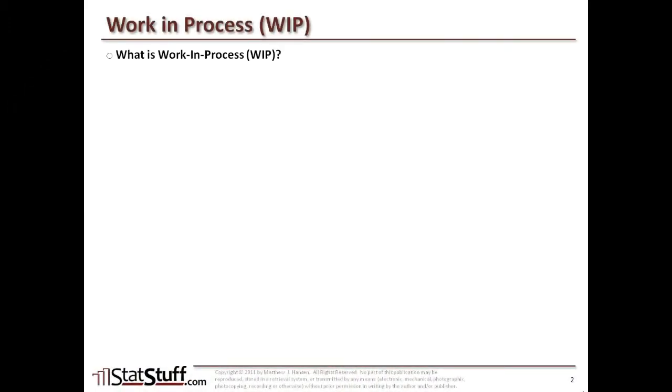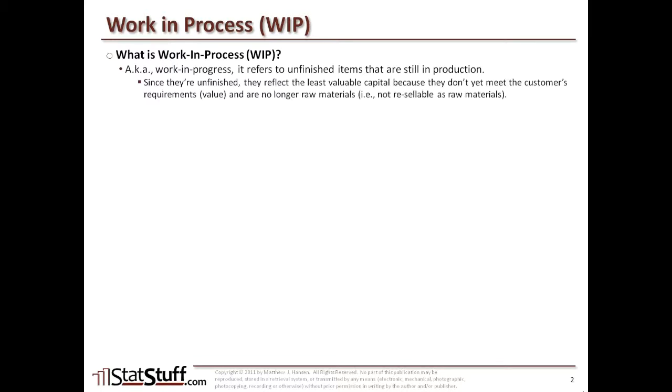Well, work in process, also referred to as WIP and also known as work in progress, is basically referring to the unfinished items that are still within the process, that are still in production. Now, because they're unfinished, they also reflect the least valuable capital. That's because they don't yet meet the customer's requirements and they're no longer raw materials. That is, you can't resell them as raw materials again.